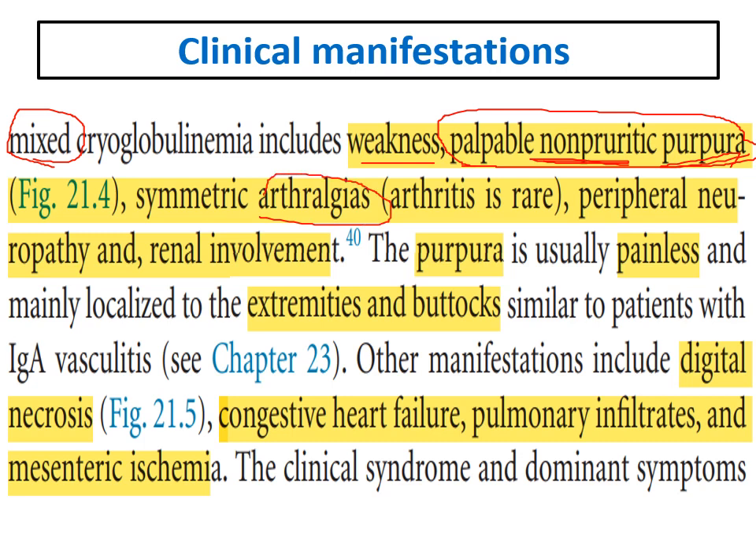Also arthralgia, peripheral neuropathy, and renal involvement. So the clinical manifestations for cryoglobulins, especially type 2 and type 3, include weakness, purpura, arthralgia, peripheral neuropathy, and renal involvement. Again, purpura is palpable and non-pruritic. Purpura is also painless, non-pruritic, mainly in the lower extremities and buttocks.